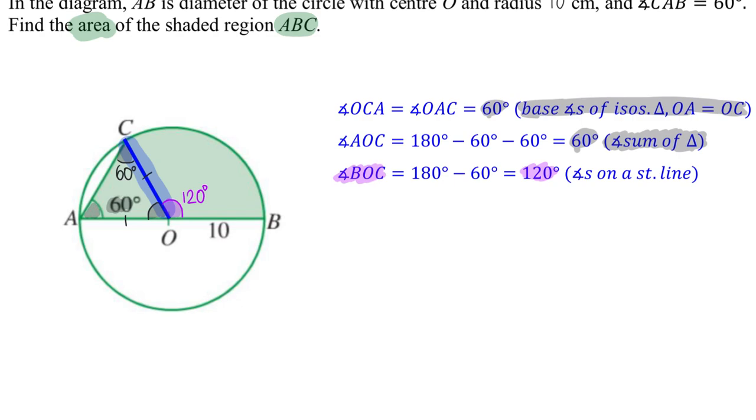Okay, and essentially, to find the area of this green color shaded region, we are actually finding the area of this triangle, black color triangle, and the purple color sector.